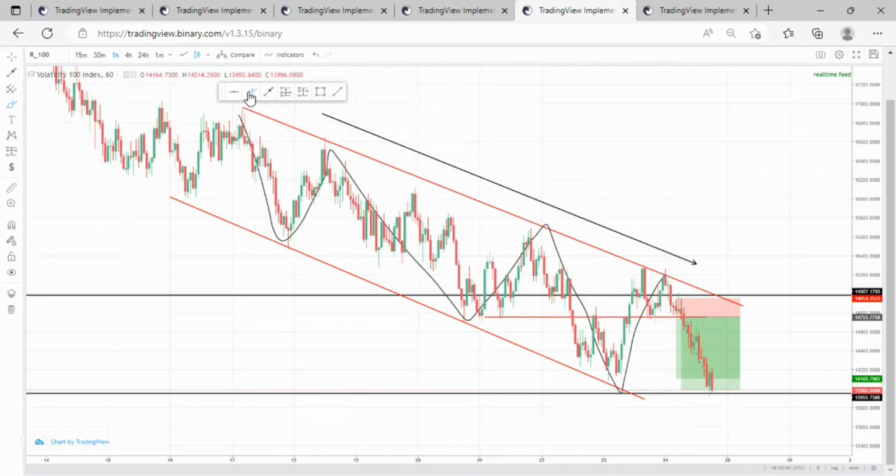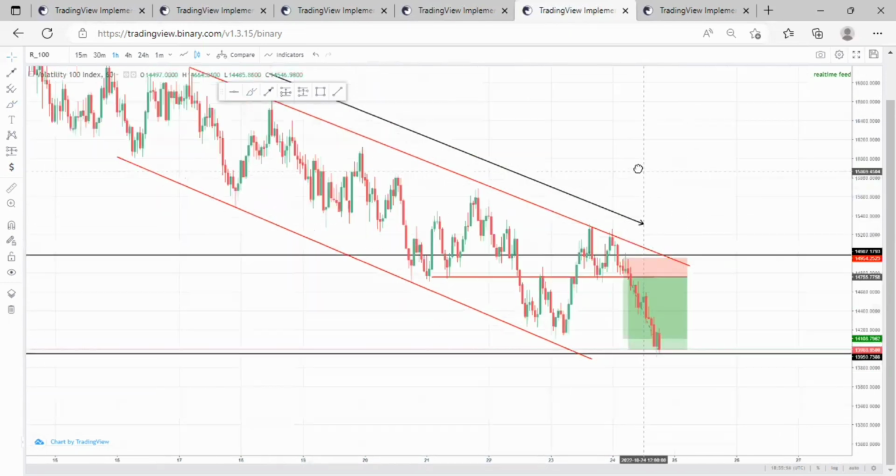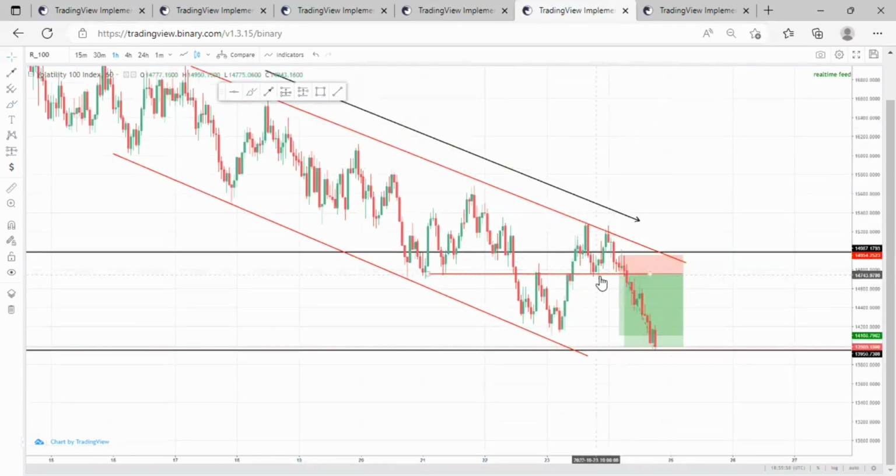Since I could not sell at this point, I didn't see it when price was at this very point, I decided to wait for price to break this neckline. We call this level here the neckline. You can see this line I placed here when I saw price at this point.